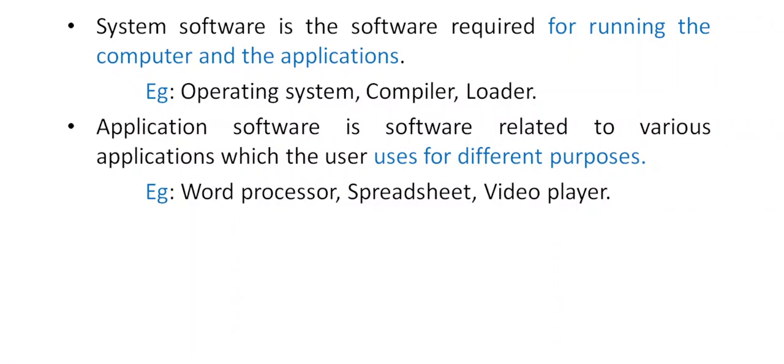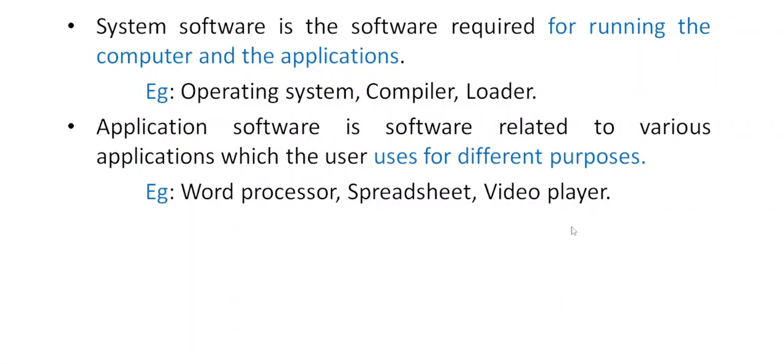Whereas the application software is software related to various applications which the user uses for different purposes. The user actually uses the computer for running the applications, not directly to use the system software. Maybe as a programmer you can use it, but in general a common person uses the computer for different applications. The user interacts with the applications, but these applications in turn will actually interact with the system software. So for these applications to run, you require system software, whereas the applications are those which are directly used by the user. Examples are the word processor, spreadsheet, video player, etc.